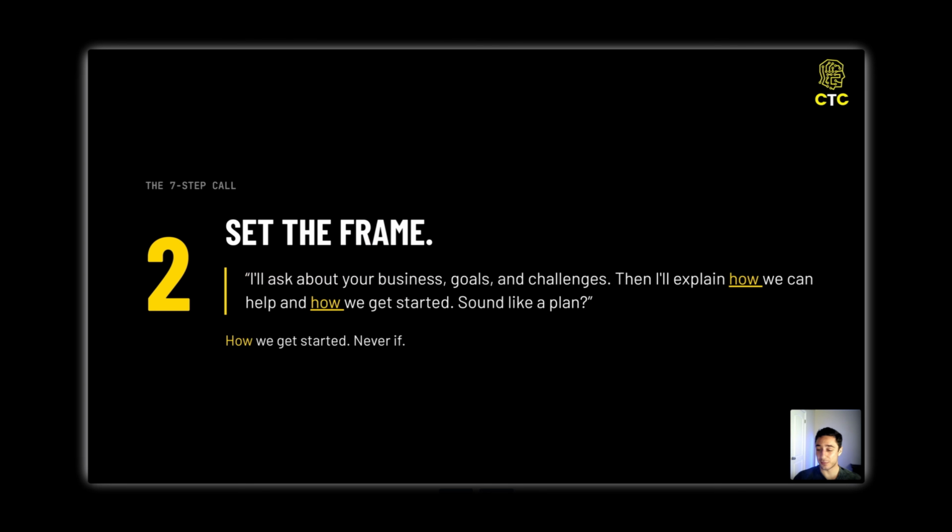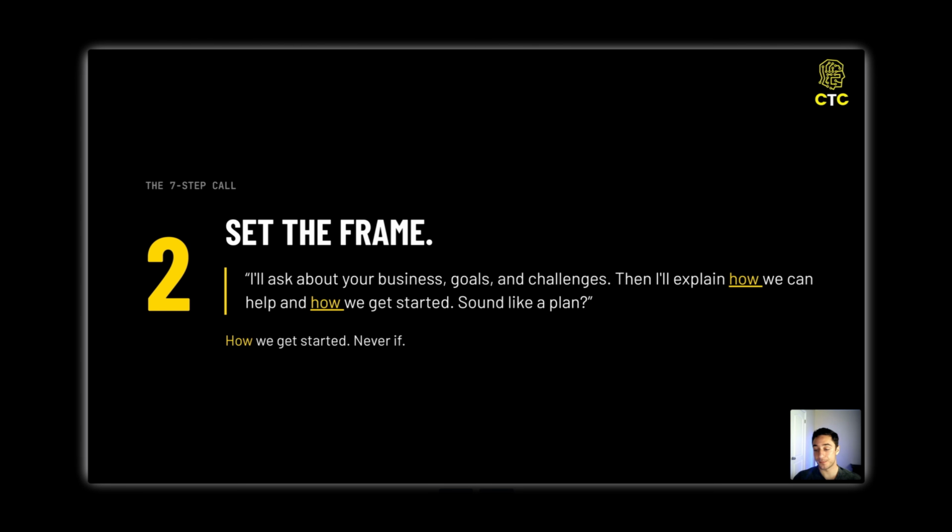Then you want to set the frame. So this could be something like, "I'll ask about your business, goals and challenges. Then I'm going to explain how we can help and how we can get started. Does this sound like a plan?" And you want to wait for them to give you a response back. And remember how I said here, how we get started, not if. Do not ever use if, because that is a weak frame.